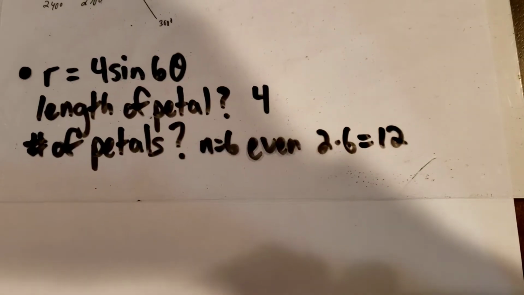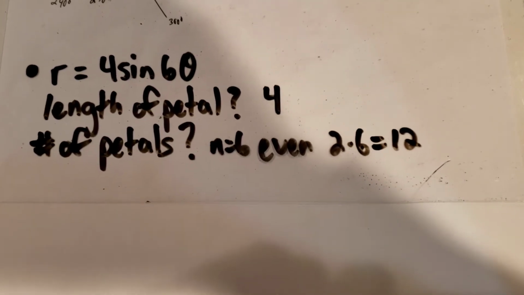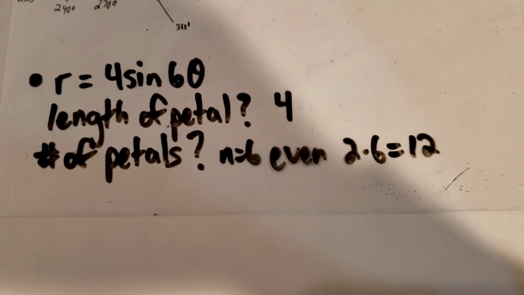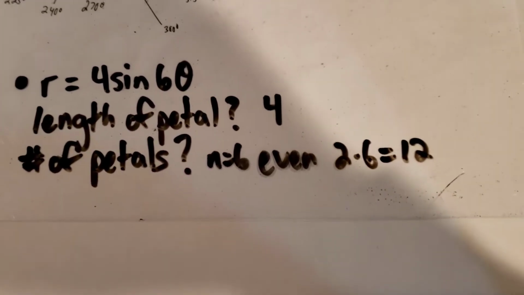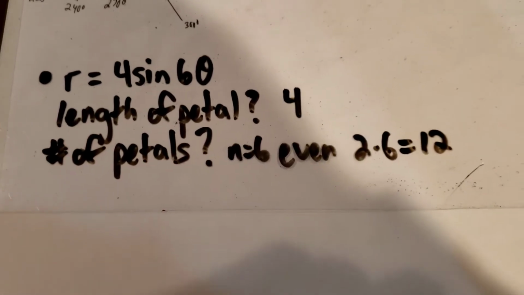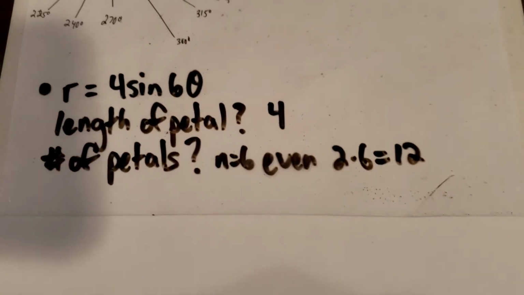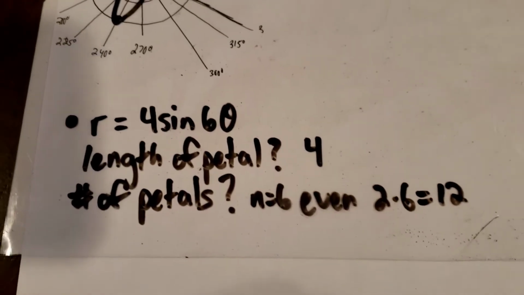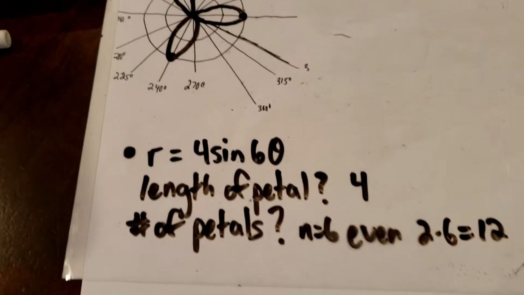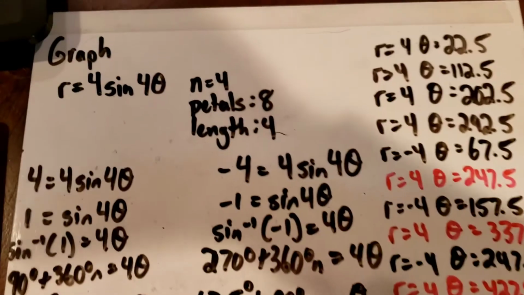Figure that out. So the length of the petal is 4, and the number of petals is 12 because n is 6. 6 is even, so 2 times 6, 12. So why don't we do one practice? You can graph it on your own, and then you can check your answer. So why don't you graph r equals 4 sine of 4 theta?